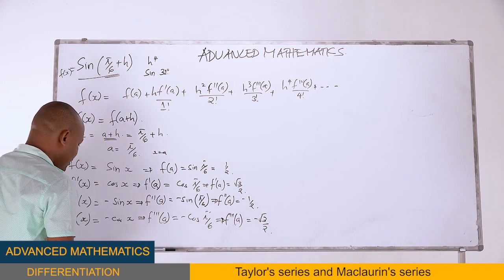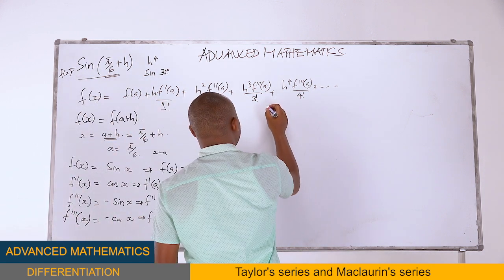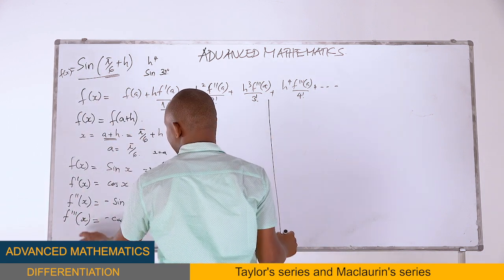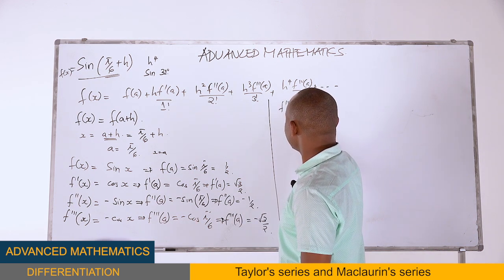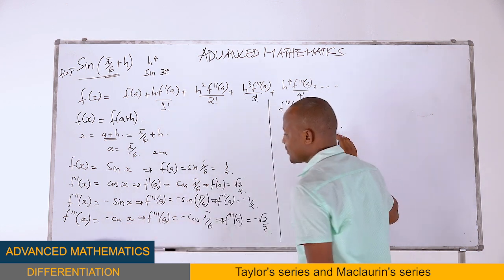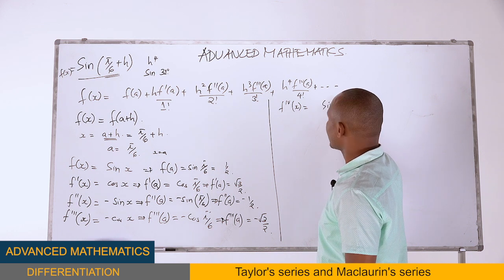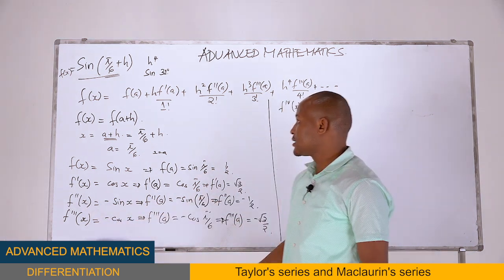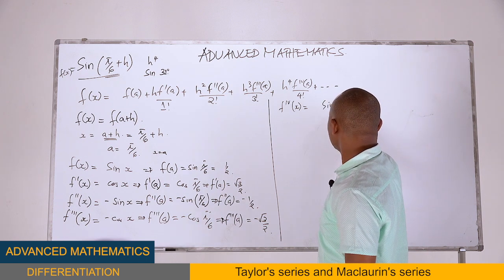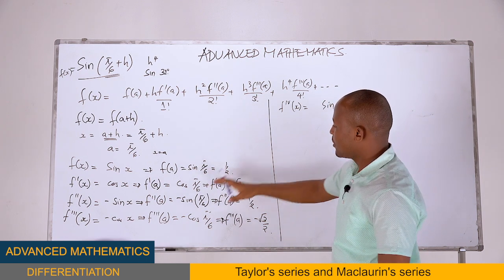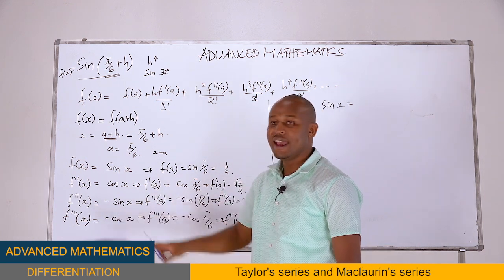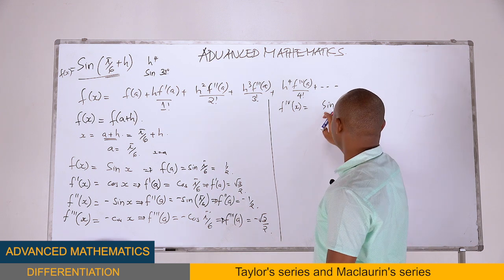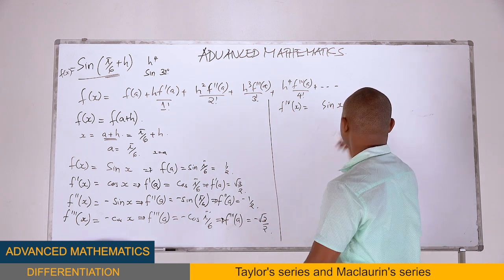Let's go to the fourth one. Let's write it here. We differentiate to get the fourth derivative. The derivative of that will be sine x. But remember, it was a negative there, so a negative and a negative cancel, and you are left with a positive sine x.